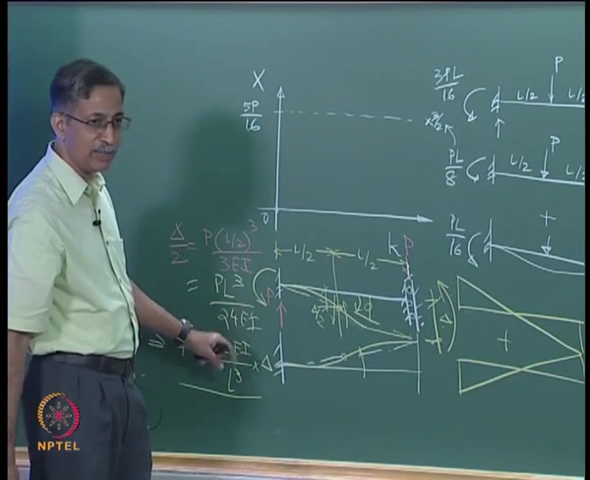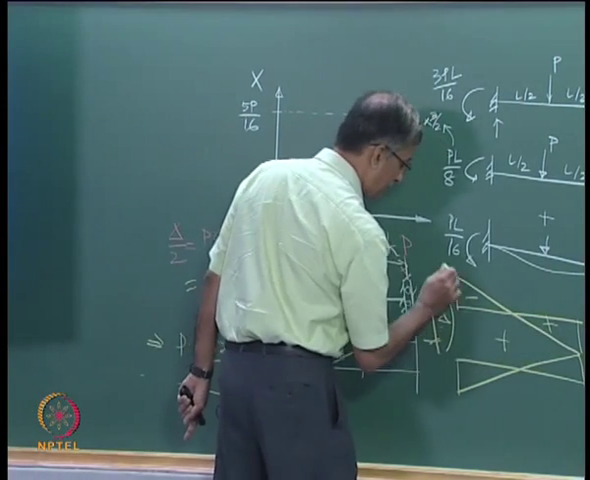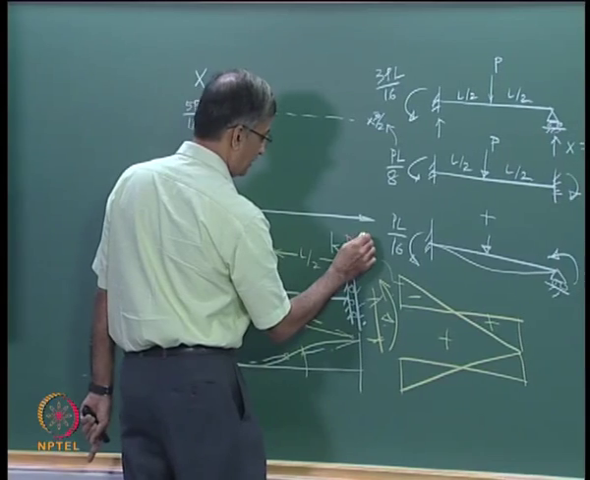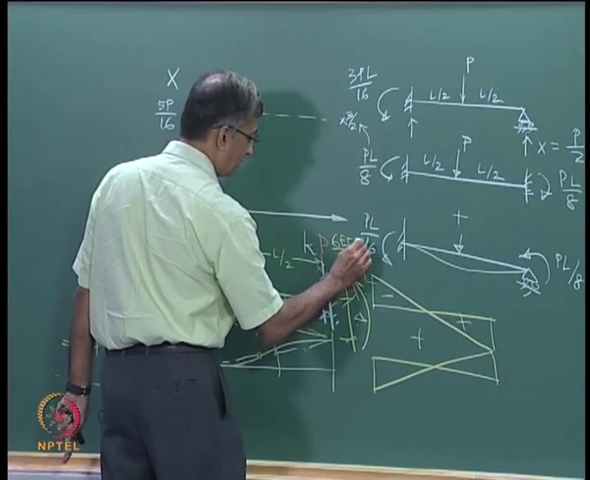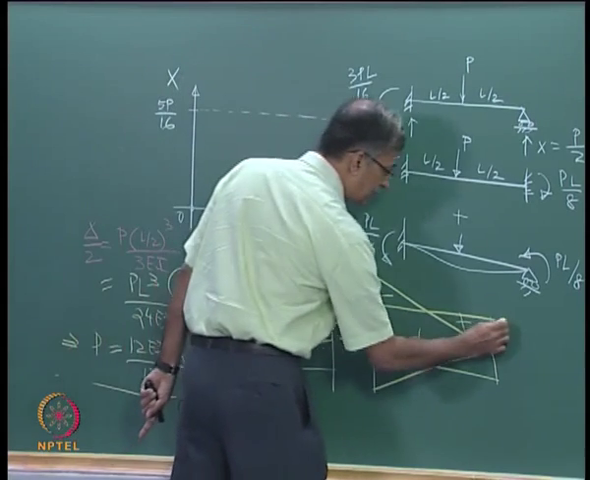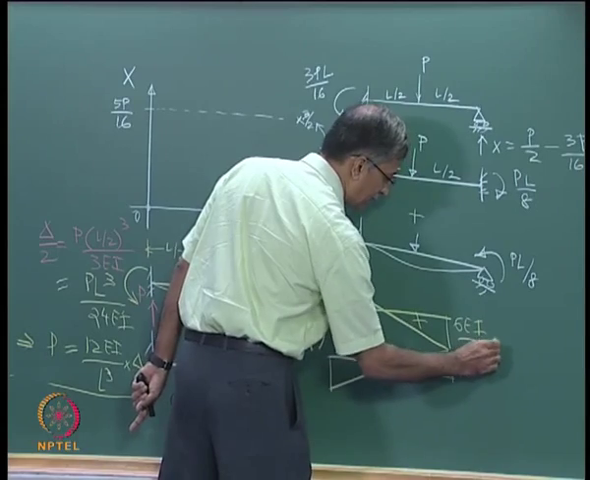P into L by 2 is how much, if P is this? So it turns out to be, the moment is 6EI by L squared into delta. These are very important formulas, 6EI by L squared into delta.